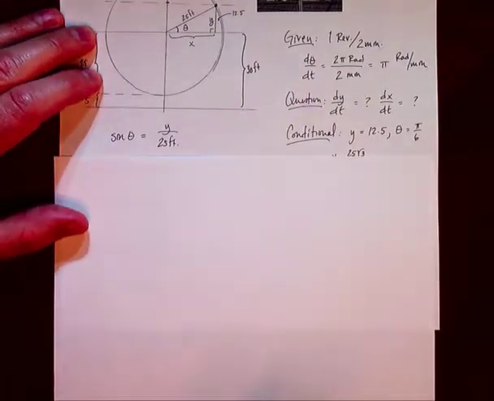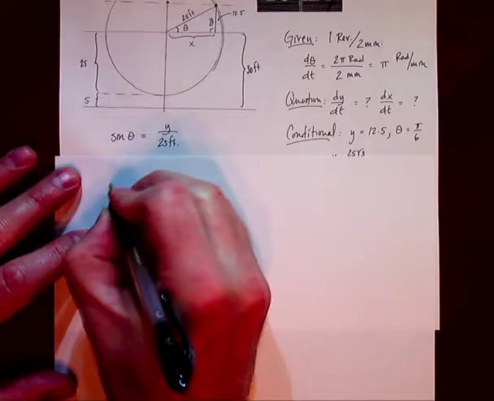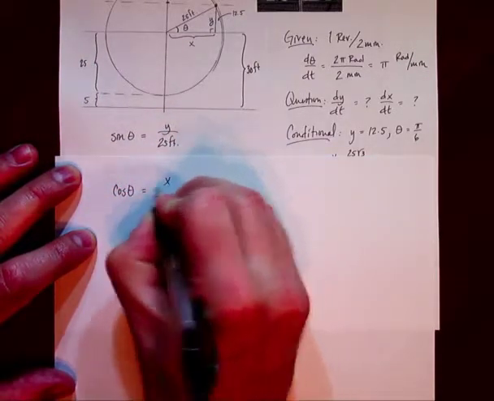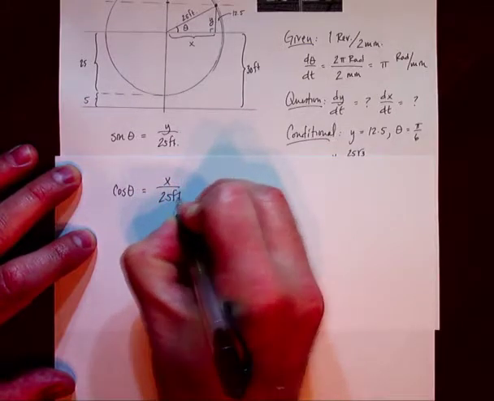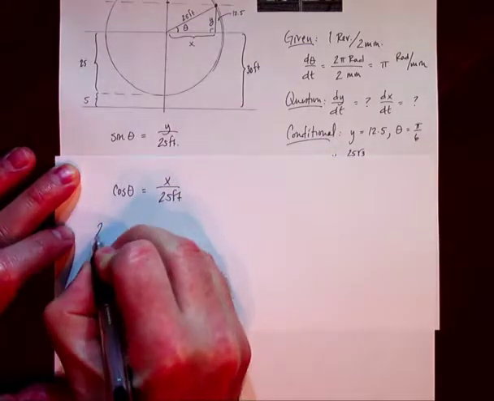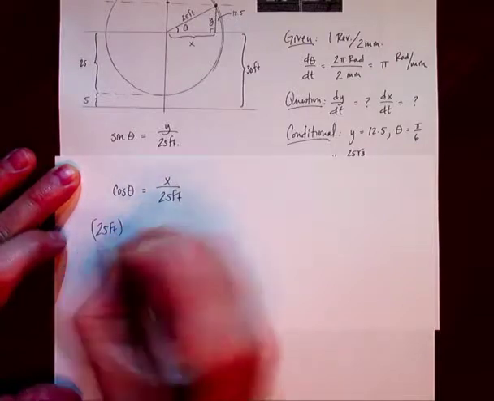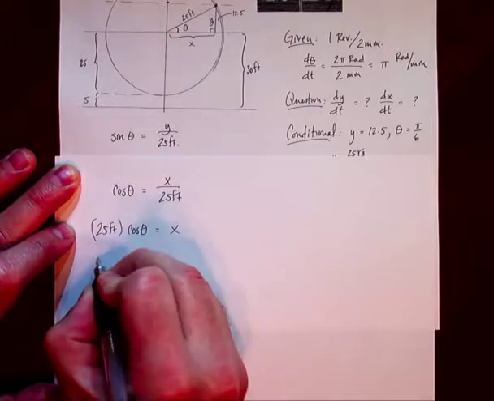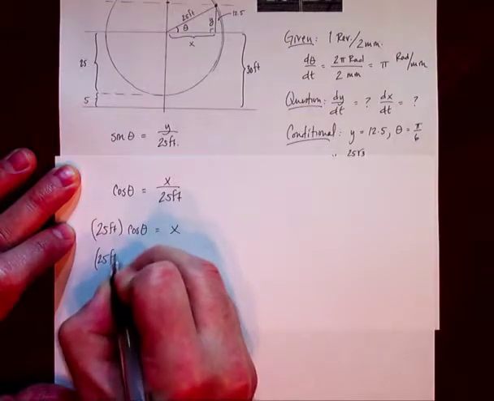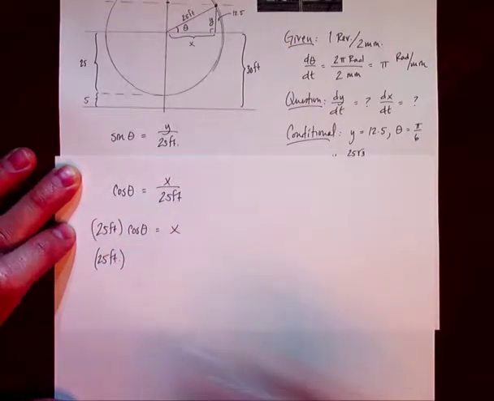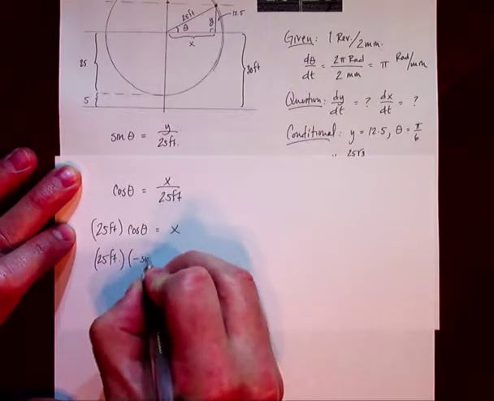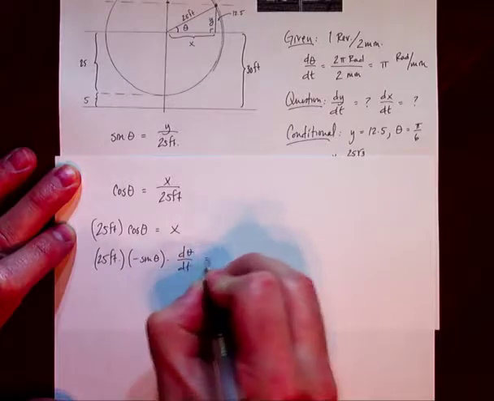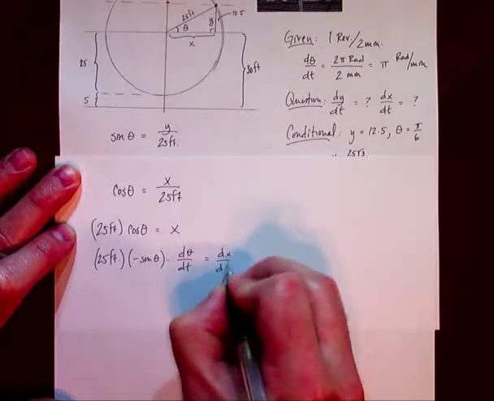Instead of sine theta equals y over 25, it would be cosine theta is equal to x over 25 feet. Of course, we're going to do the same thing. 25 feet times cosine of theta is equal to x, and therefore we can differentiate from there. Now remember, the derivative of cosine is negative sine times d theta dt, which is equal to dx dt.